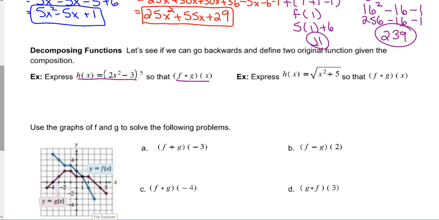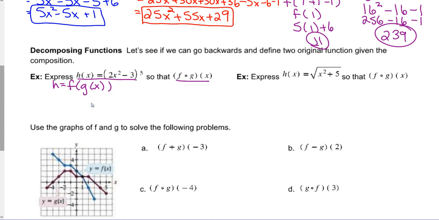Okay, so h is equal to, if I have f composed with g, that means I have f of g of x. Now, the easiest thing for me to describe this is you want the inside function, so in this case the g function, to be the expression. So the expression is the multiple terms inside that function. So in this case, I have an expression here of 2x squared minus 3. On the outside piece, I have a power of 5.